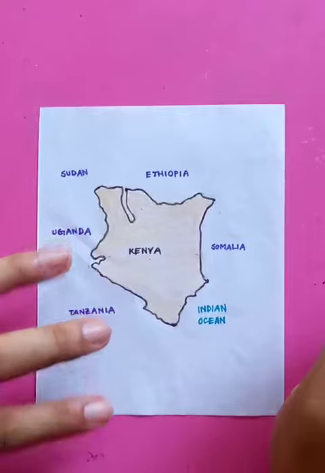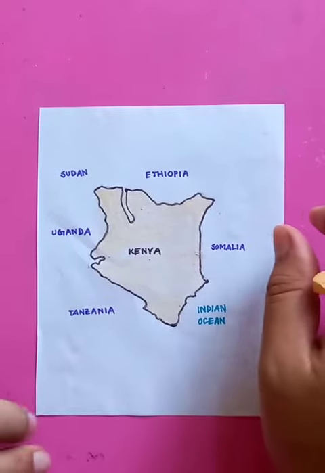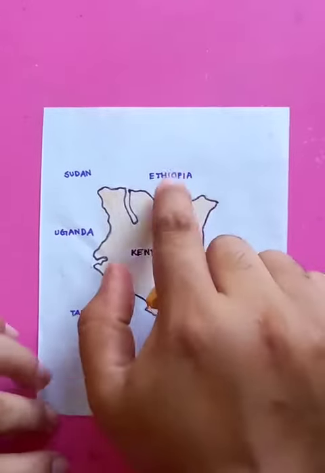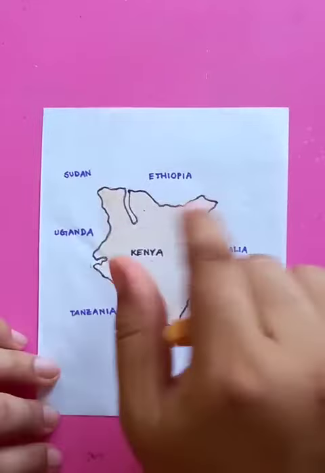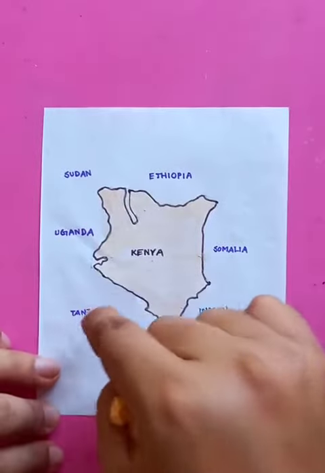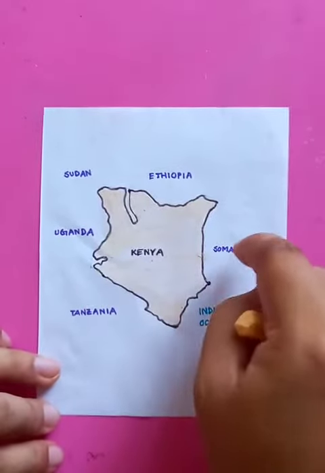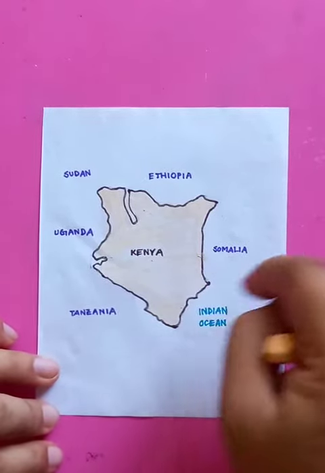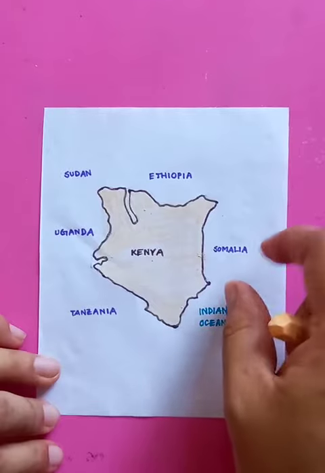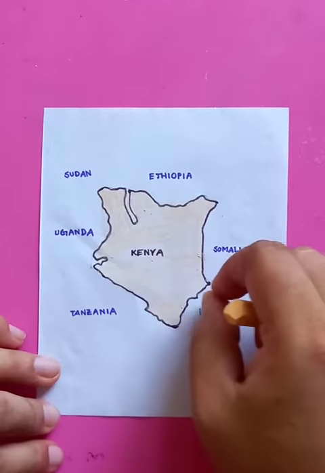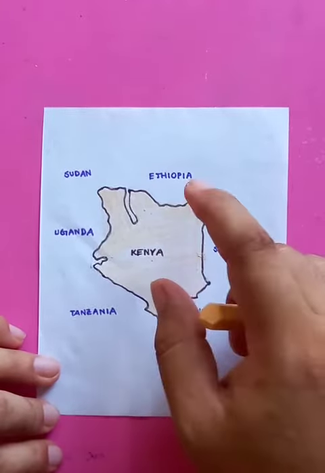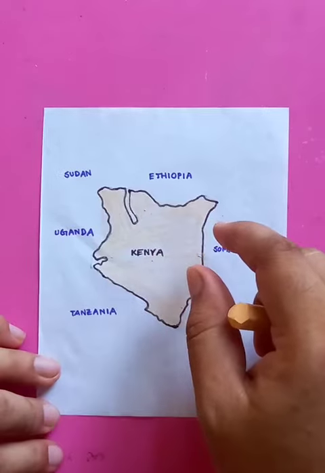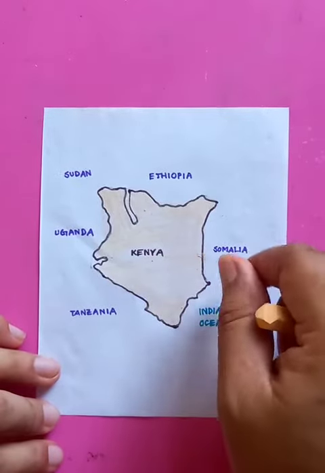So the color is done, and this is the country Kenya. It has borders with Ethiopia on the north and Sudan here, Uganda on the west side, Tanzania on the west side, and Somalia on the eastern side. And in this corner, to the southeast corner, you can see the Indian Ocean. So it also has a beach, and it's an African country. You can see it easily from the neighbors.